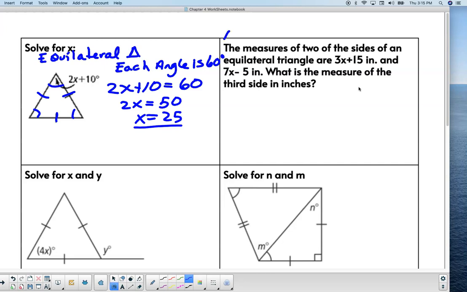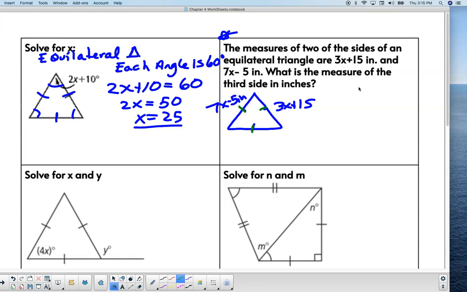Now, when I read this, the measure of two of the sides of an equilateral triangle. So I've got an equilateral triangle, okay? Measure of two of the sides of an equilateral triangle are 3x plus 15 inches and 7x minus 5 inches. What's the measure of the third side in inches? Well, here's the thing. That third side is the same length as the other.